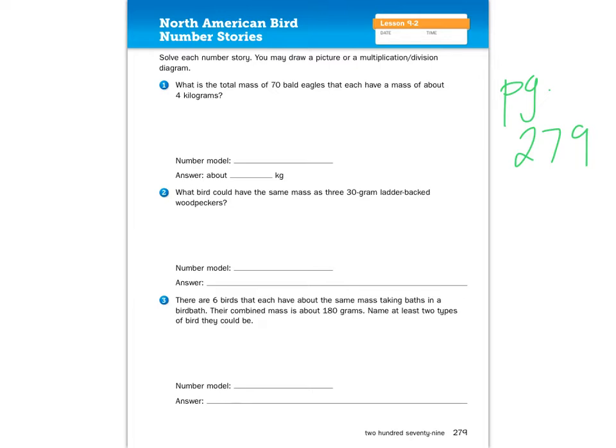All right, we want to know the total mass of 70 bald eagles that each have a mass of about 4 kilograms. So let's first think about what's the mass of one of these bald eagles. And we would say the mass of one bald eagle is going to be 4 kilograms. But we don't want to know the mass of 1. We want to know the mass of 70. So we're going to multiply that by 70. So on your line, you would probably put something like 4 times 70.